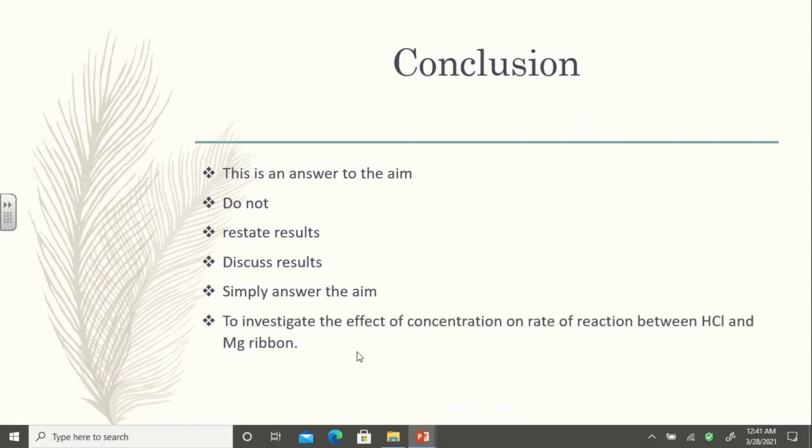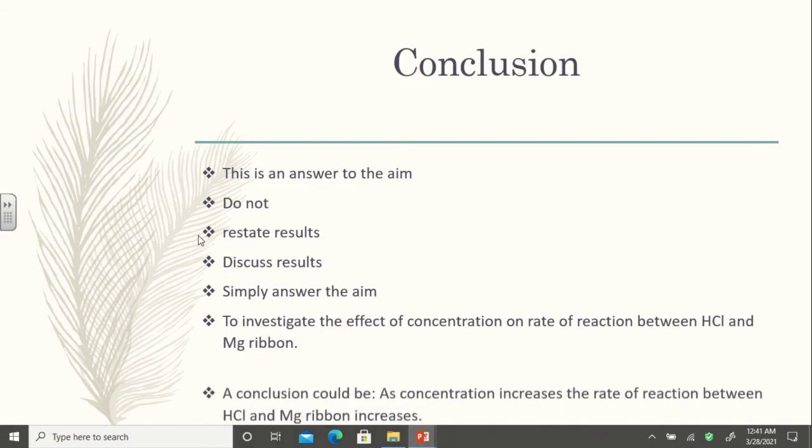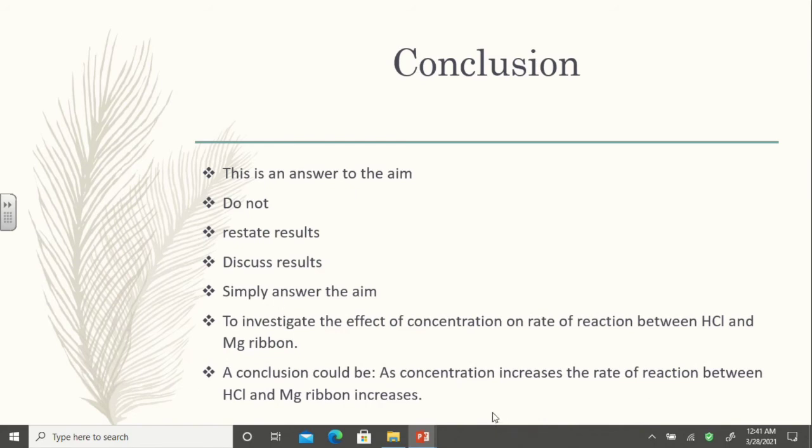And now we're using an example. If your aim was to investigate the effect of concentration on the rate of reaction between magnesium ribbon and hydrochloric acid, what did you find out? What was the effect of concentration on the rate? So your conclusion could be, as concentration increases, the rate of reaction between the magnesium ribbon and the hydrochloric acid increases. You have answered the aim. This is the effect. The effect of concentration is that it increases the rate, right? So therefore, simply answer your aim.